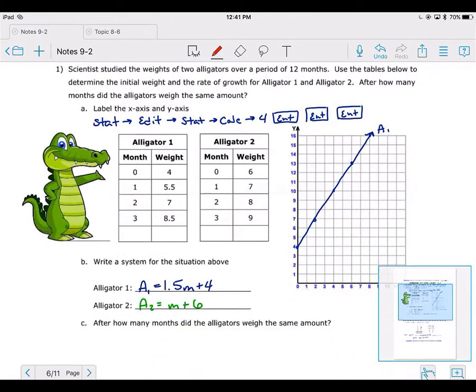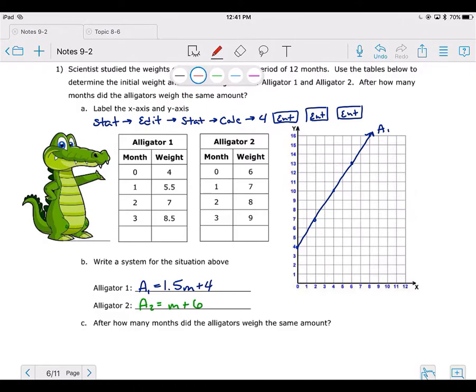So first thing we're going to do is label the x and the y axis. Your x is whatever your first thing in the table is, so months. And then weight would be off to the left side. Now, part of this has already been done for us.